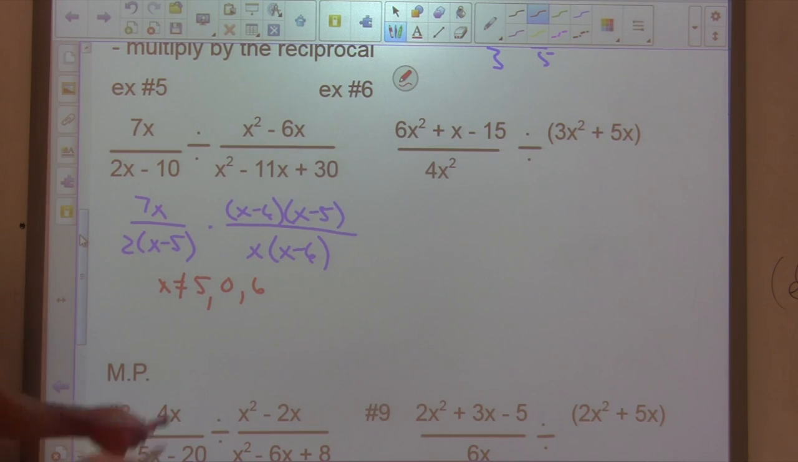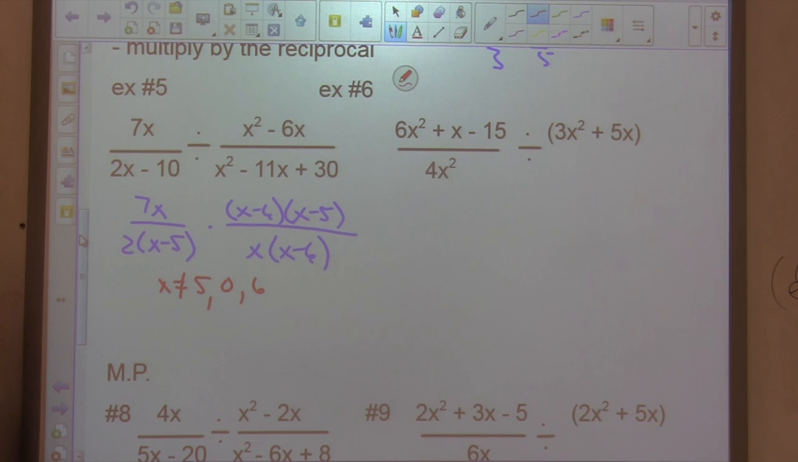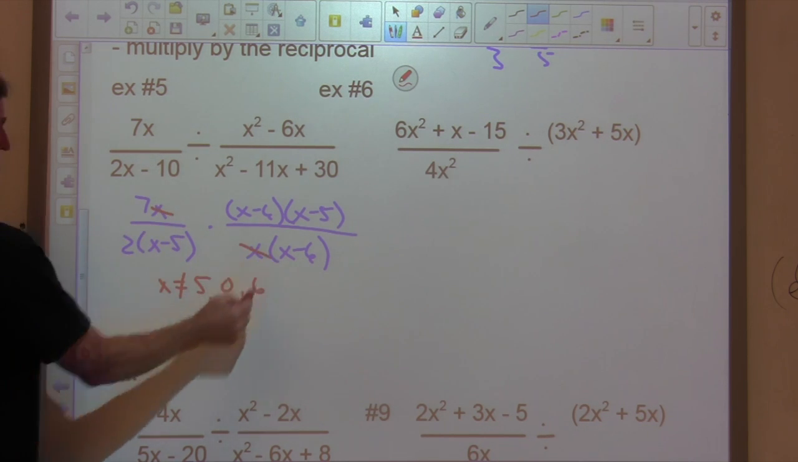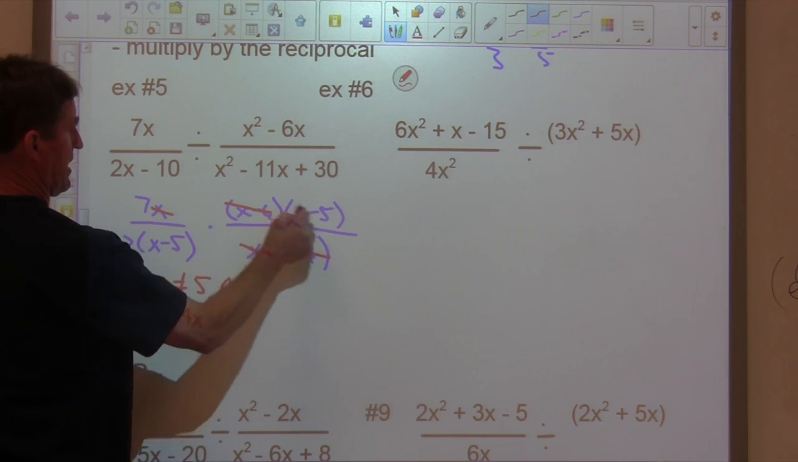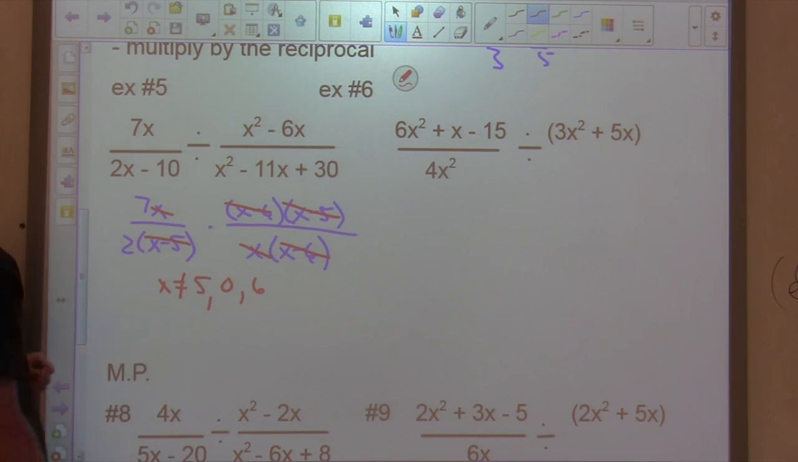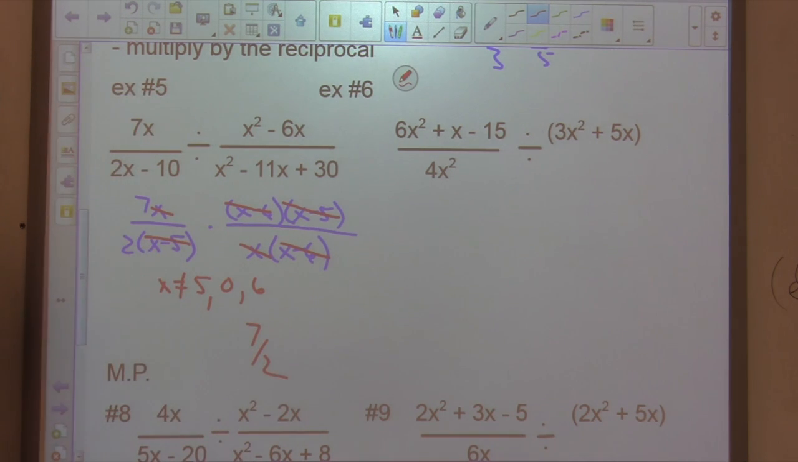Cancel like factors. I have a 7 on top, no 7s in front there. I have an x, 1 for 1. I have an x minus 6, and an x minus 5. And so I'm left with 7/2. So that would be my final answer, 7/2.